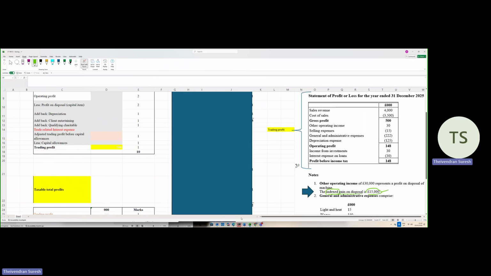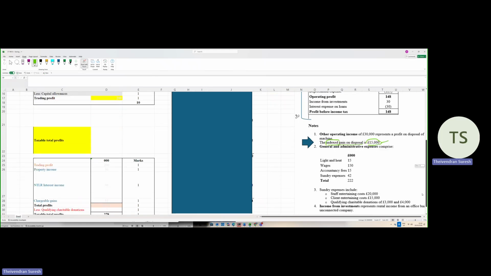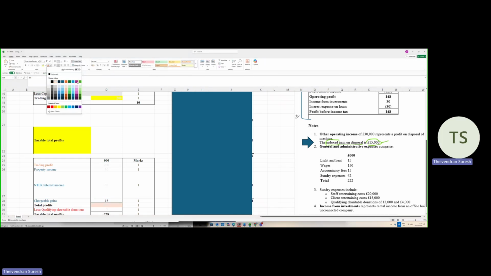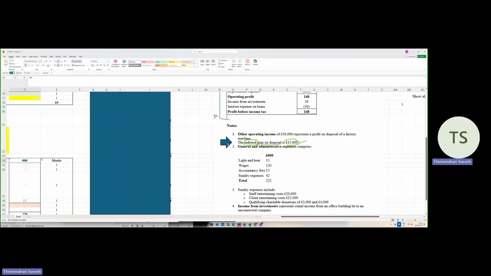Remember, this is a company. Corporations don't pay CGT. Corporations pay corporation tax on the chargeable gain. So the chargeable gain was 15,000. Chargeable gain is one source of taxable total profit. That's the first one, and I've recorded it under the taxable total profit as 15. That's done. That's how simple. I'm doing them in thousands. Then I move on to the next.